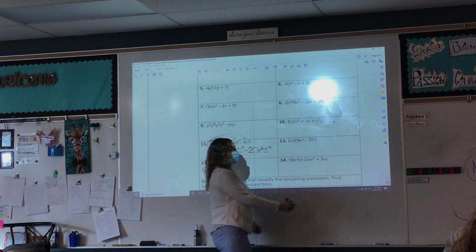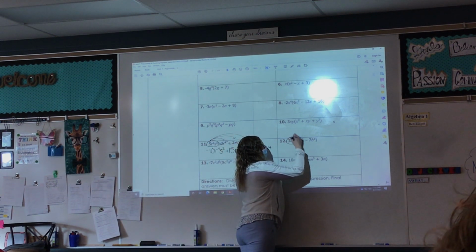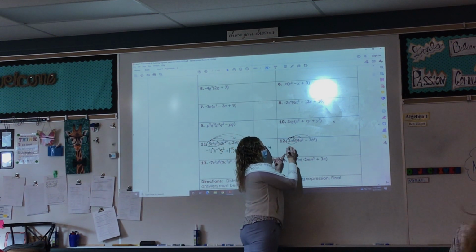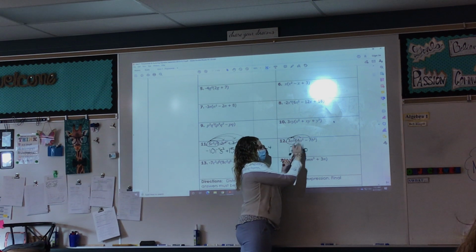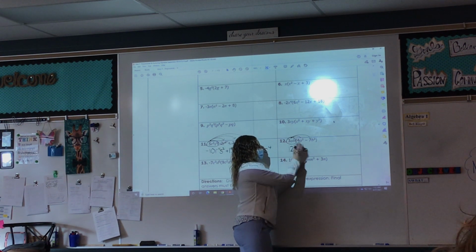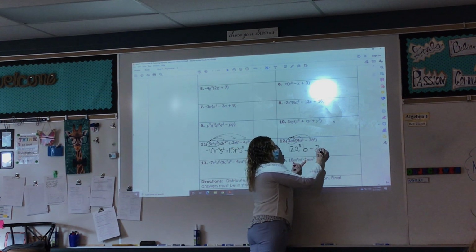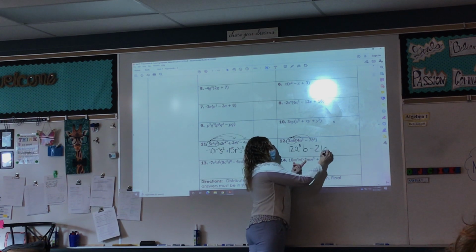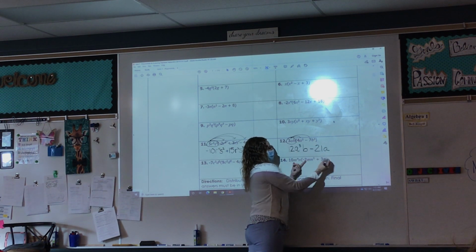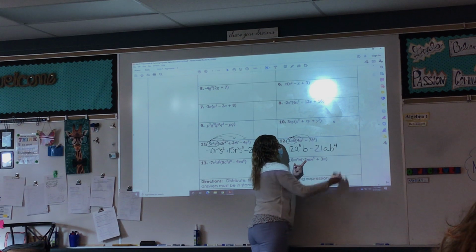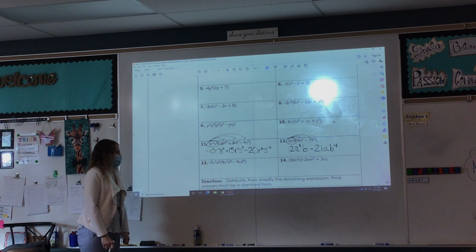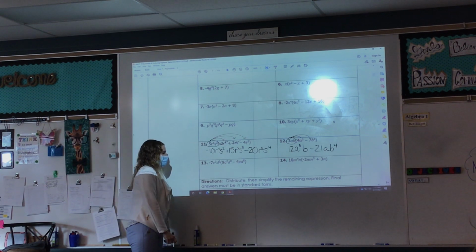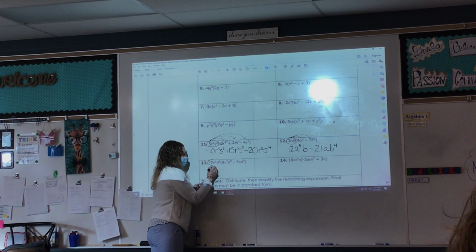Number 12. 3 times 4 gives me 12. A times a squared gives me a to the third, and then we'll just bring down our base since there's nothing to multiply by. 3 times negative 7 is negative 21. I'll bring down my a. B times b cubed will give me b to the fourth. Alrighty. Next one.